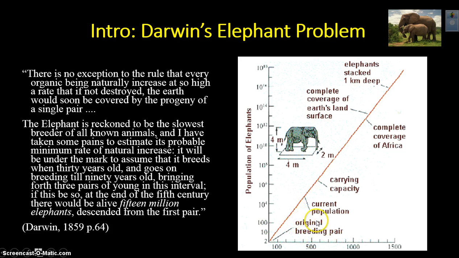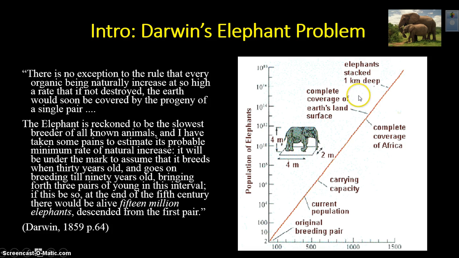Here's your original breeding pair. The current population, if they continued to reproduce at this rate with no deaths in the number of babies being born, eventually we'd get enough elephants to cover Africa. If we keep going with that, we'd get enough to cover the entire surface of the earth, and eventually enough elephants to be stacked 1 kilometer deep across the surface of the earth.